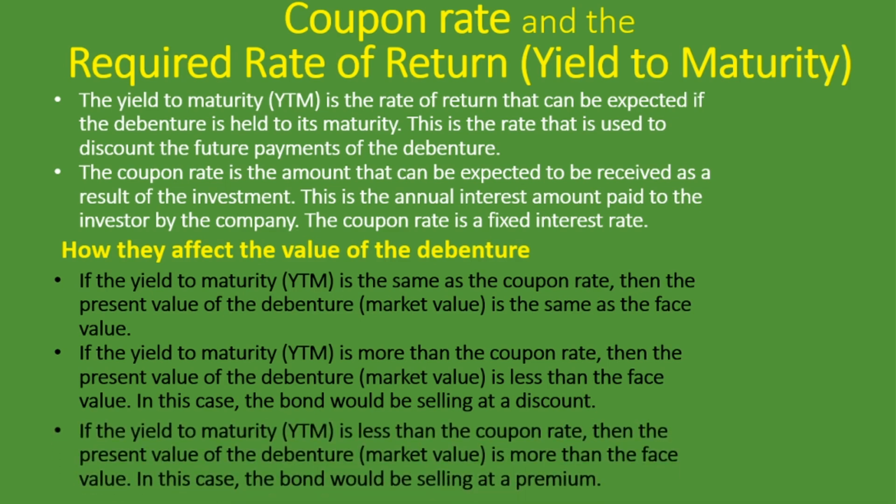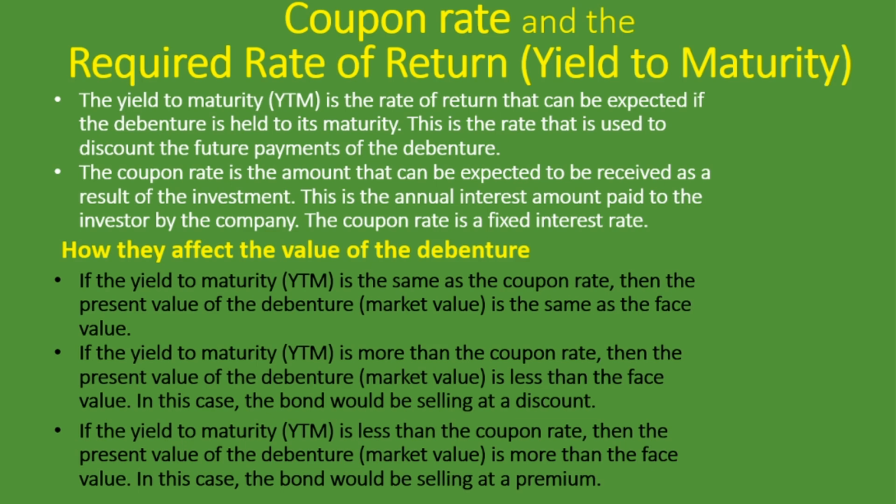If the yield to maturity is less than the coupon rate, then the present value of the debenture, that is the market value, is more than the face value. In this case, the bond would be selling at a premium. So again, if you understood the second point, you would understand this one here. If the yield to maturity is less than the coupon rate, then the present value of the debenture, which we will have to calculate or which we will have to pay to the company, is more than the face value. In this case, the bond will be selling at a premium.